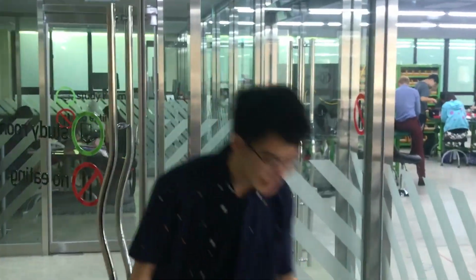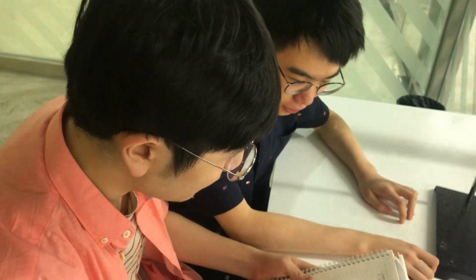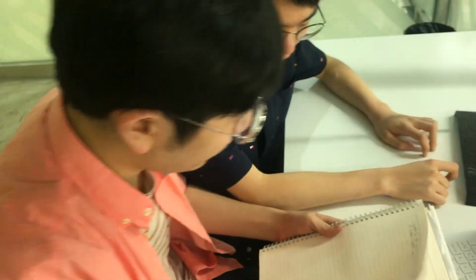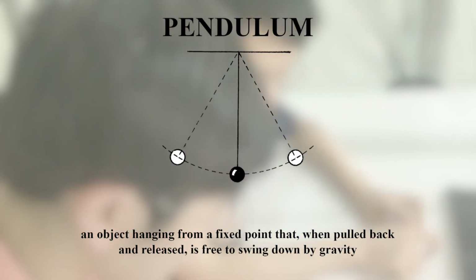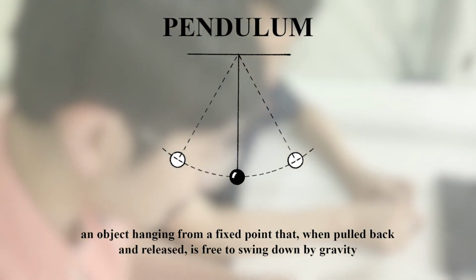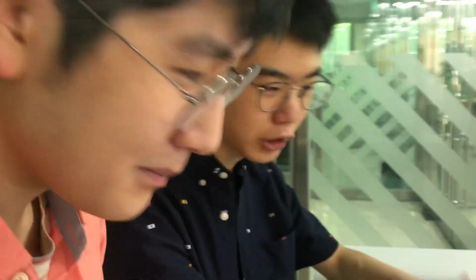Alright, Kevin, this is the last time I'm going to talk about pendulums with you. Okay. So, explain to me what pendulums are. Chapter 1, The Boy Who Lived. Mr. and Mrs. Dursley of number 4... Wait, sorry, wrong page. A pendulum is something hanging from a fixed point, which, when pulled back and released, is free to swing down by gravity. Alright, so you got that down.